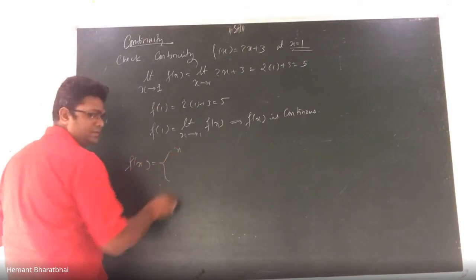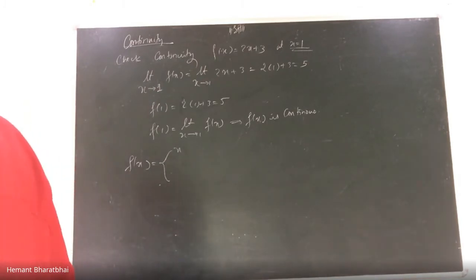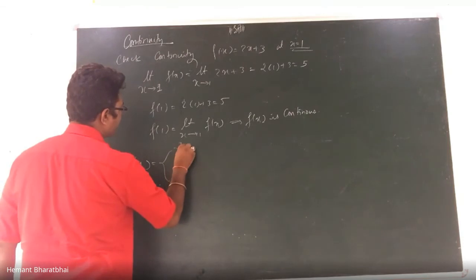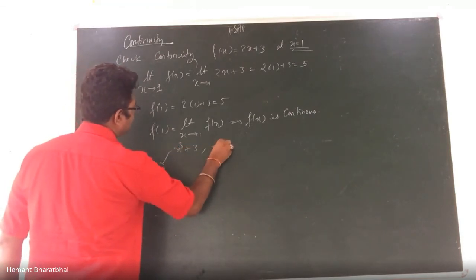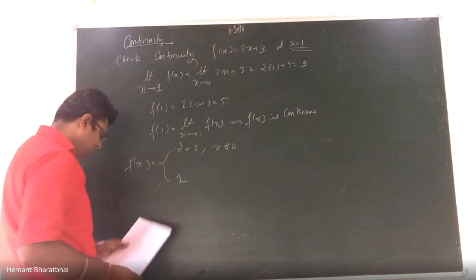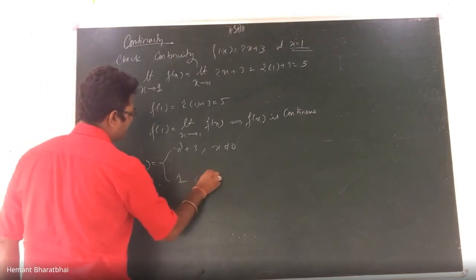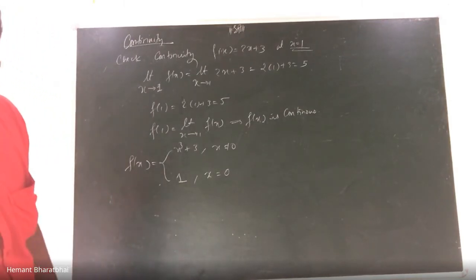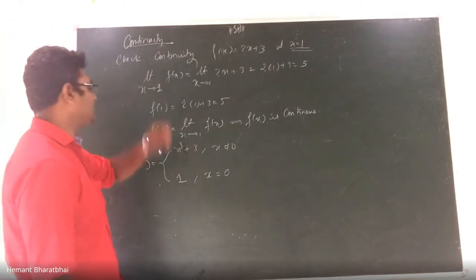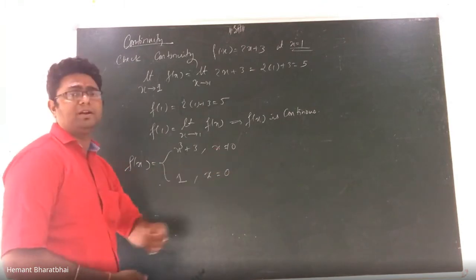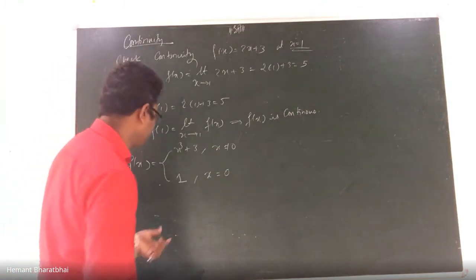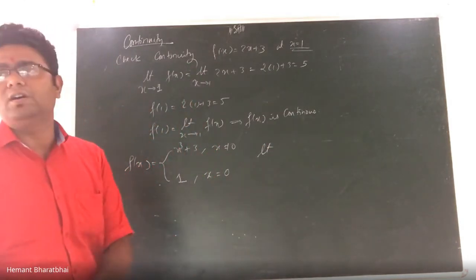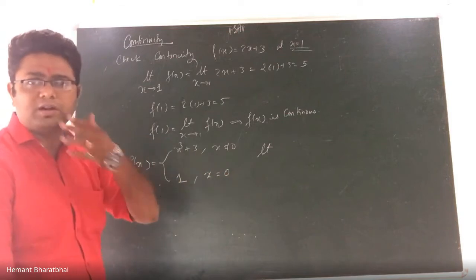f of x is equal to x cubed plus 3 when my x is not equal to 0, and the value of f of x is 1 when x is equal to 0. So again we have to check if the function is continuous at this point x is equal to 0 or not. So here there is nothing like greater than 0 or less than 0. Either it is equal to 0 or not equal to 0.